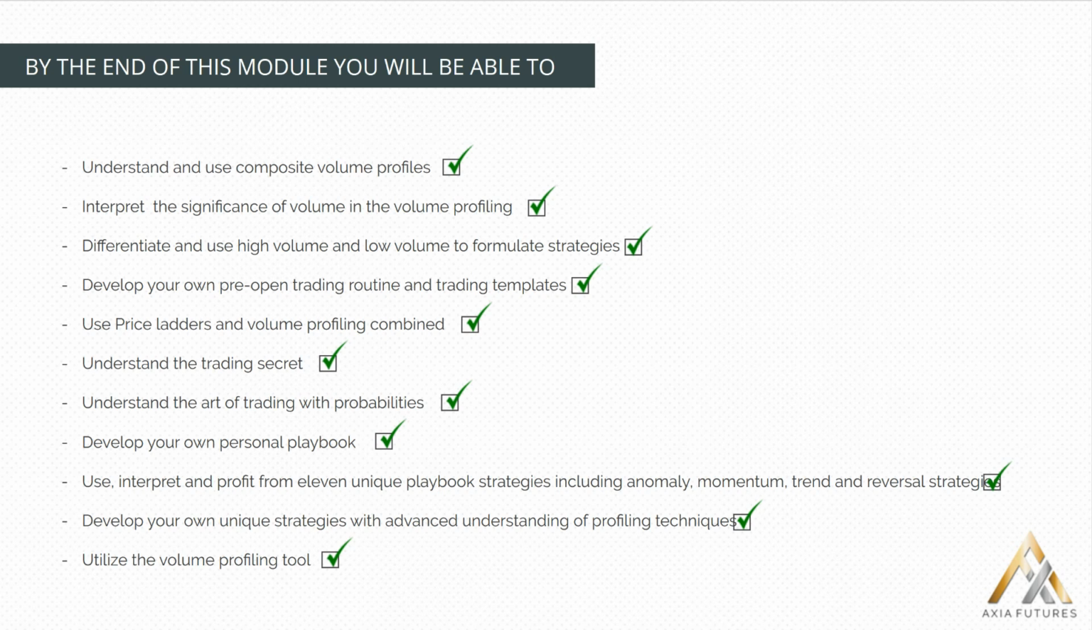You should also understand the art of trading with probabilities. Then you should be able to develop your own personal playbook. You should be able to use, interpret, and profit from 11 unique playbook strategies, including the anomaly, momentum, trend, and reversal strategies, which I'm going to show you, and I'm going to spend a lot of time developing with you so that you have a unique set of trading strategies that you can take forward.